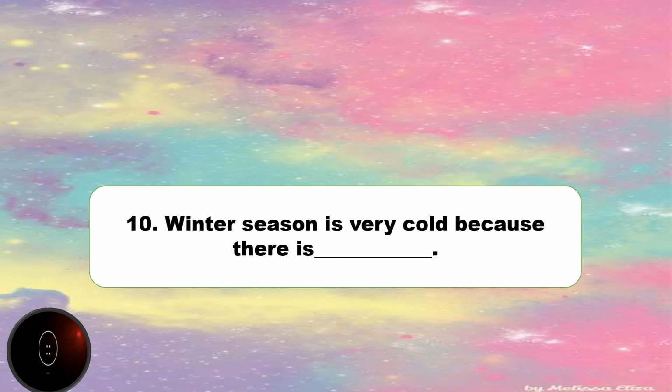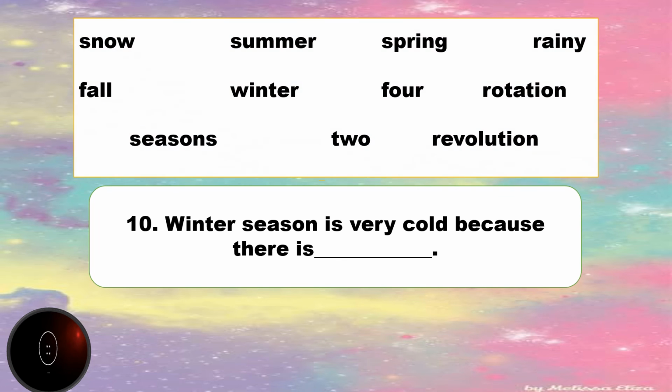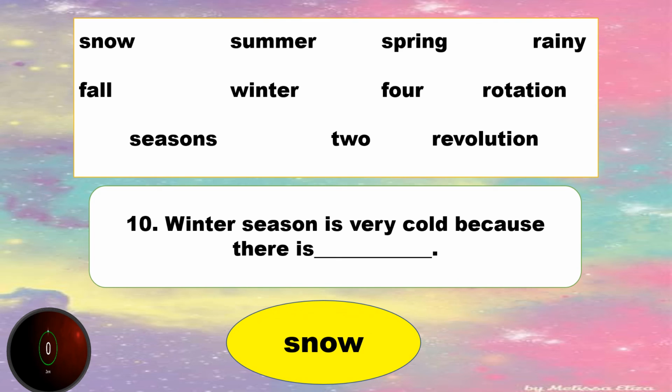Number 10. Winter season is very cold because there is blank. Again, winter season is very cold because there is blank. Timer starts now. Time's up. If your answer is snow, then you are amazingly correct.